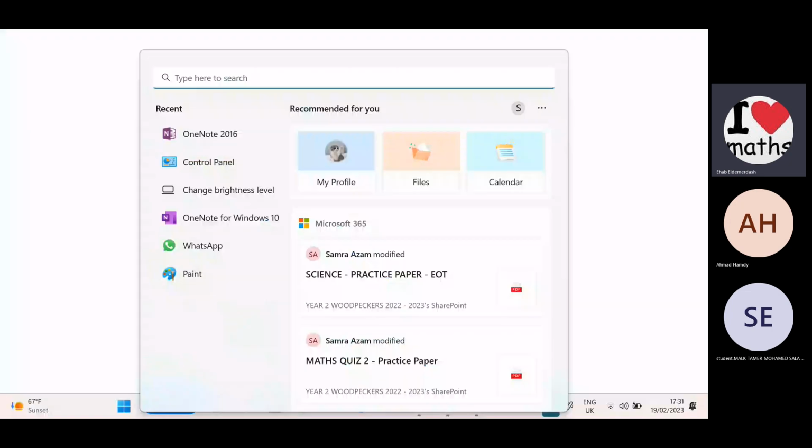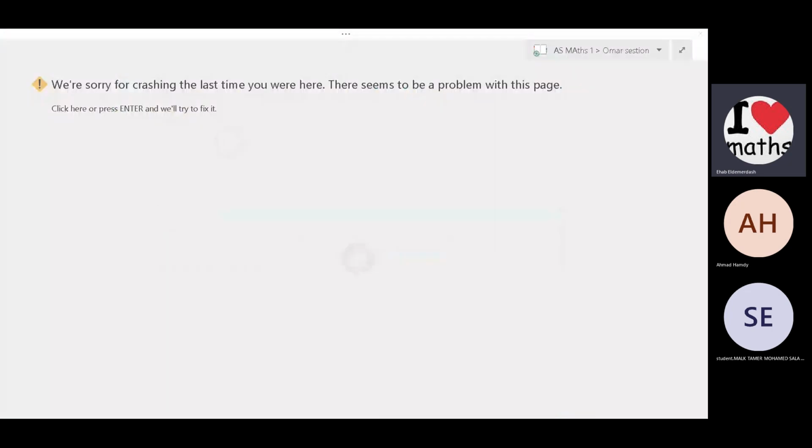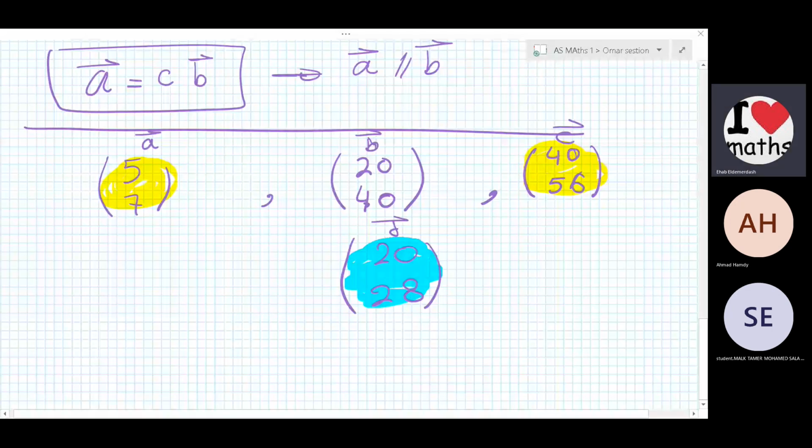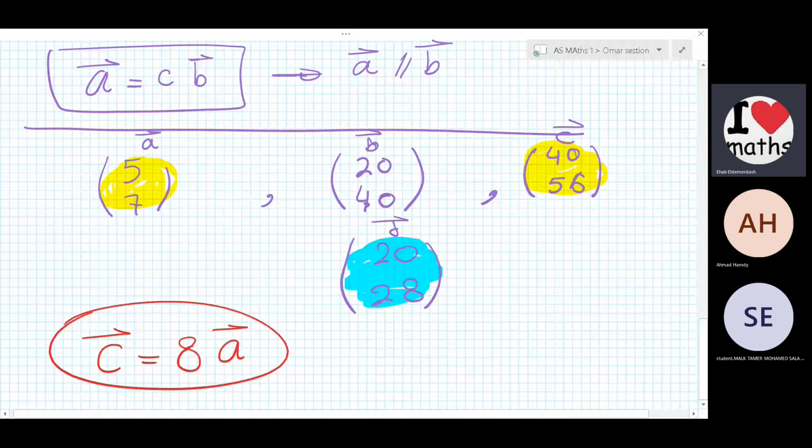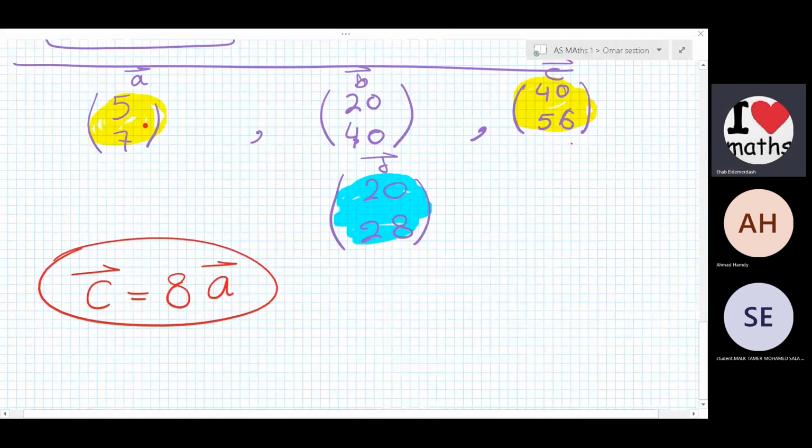Let's say it again. I can see that vector C is equal to 8 of vector A. So vector C is equal to 8 times vector A. Am I right? If I multiply vector A by 8, 5 times 8 will be 40, and 7 times 8 will be 56. So we can say vector C is equal to 8 times vector A. So I can say that vector A is parallel with vector C. Are we clear on that?